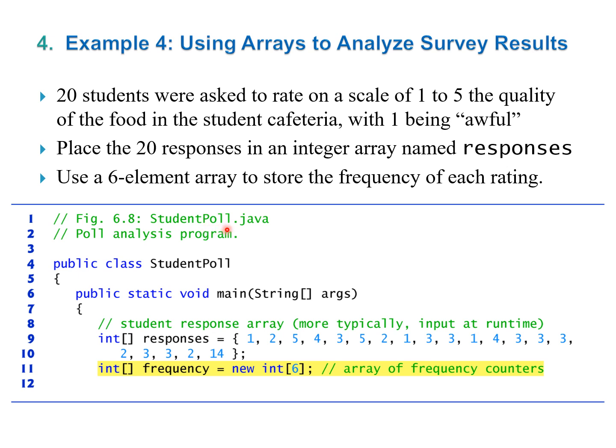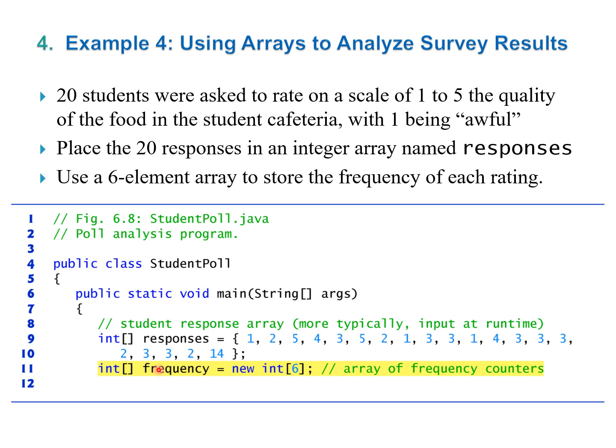studentpoll.java. In this program, we place the responses from 20 students in an int array named responses, and we use a 6-element array named frequency to count the number of occurrences of each response.